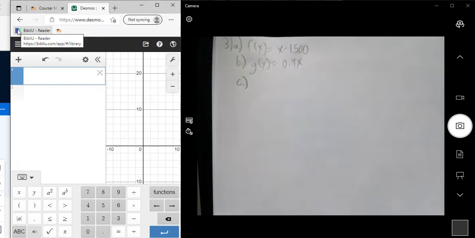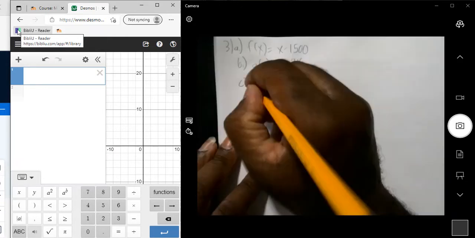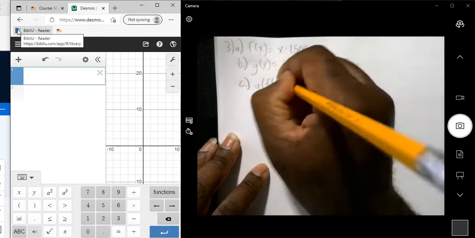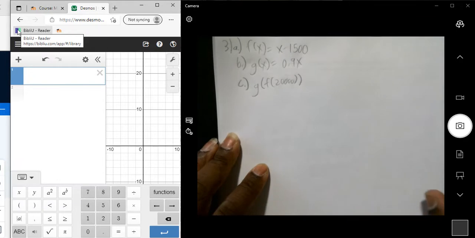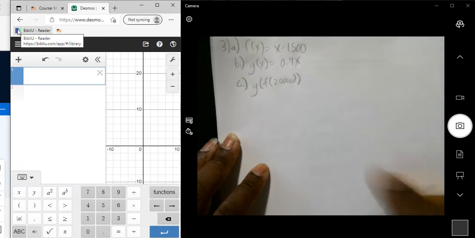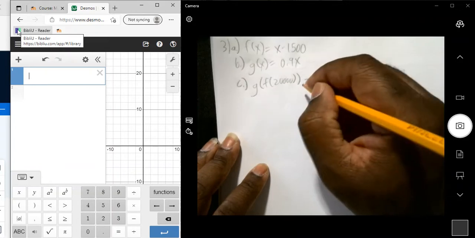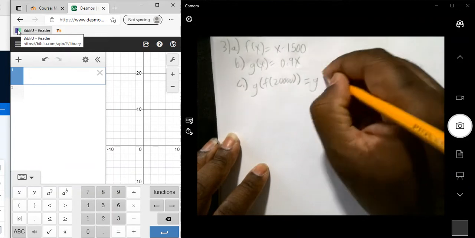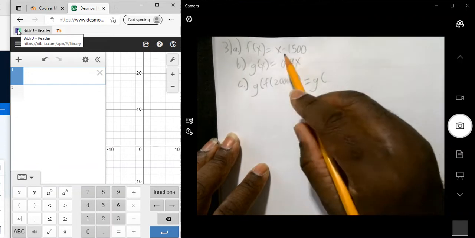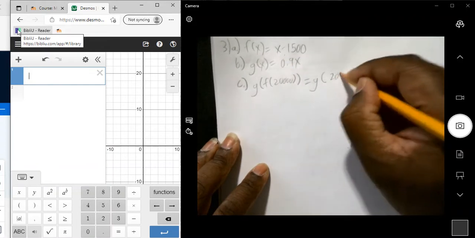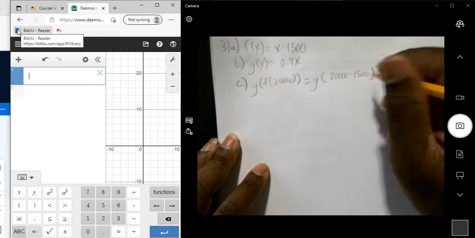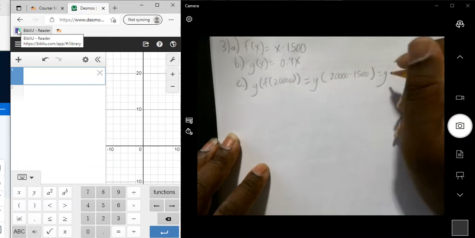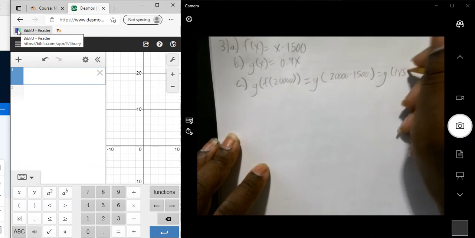It says determine g of f of 20,000 and interpret your answer. So we have g of f of 20,000, and they want us to interpret the answer. So first of all, we need to solve this. We'll put in 20,000 for x. So it'd be 20,000 minus the 1,500. So this will give us g of 18,500.